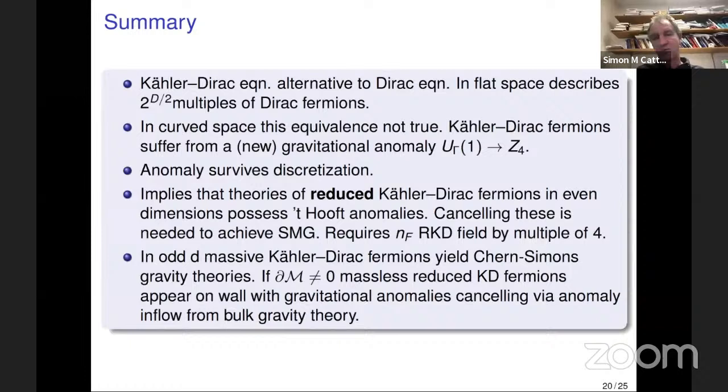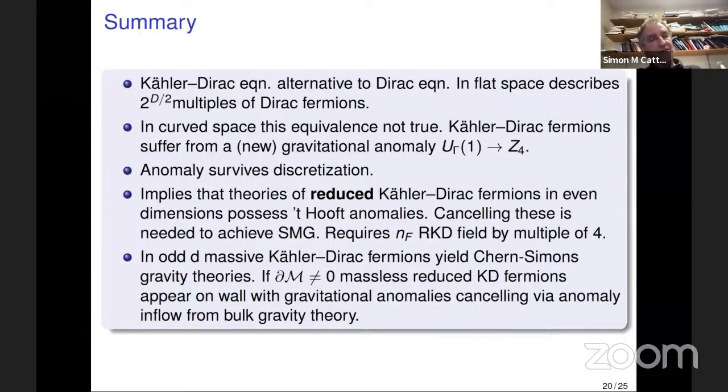All right, I can almost wrap up here if you'd like me to. I'm almost out of my hour and a half. Or I could say a couple more words. So this Kaehler-Dirac equation is some alternative to the Dirac equation. And in flat space, it just describes multiples of degenerate Dirac fermions. So it's not terribly interesting. It's intimately connected to staggered fermions and explains why staggered fermions describe multiples of Dirac fermions too. And that's the way I like to think about staggered fermions, not the conventional way of thinking about them.